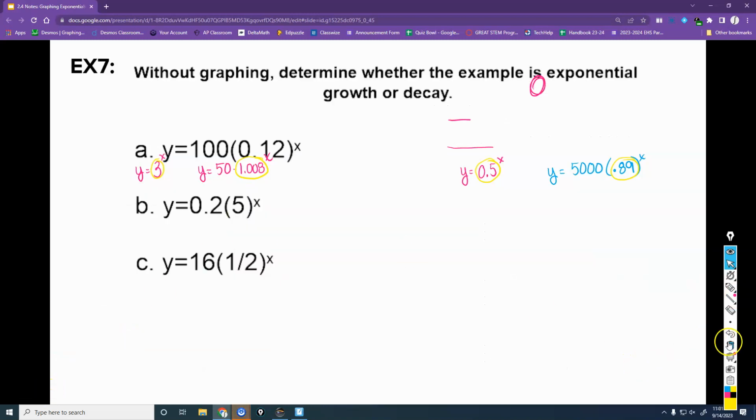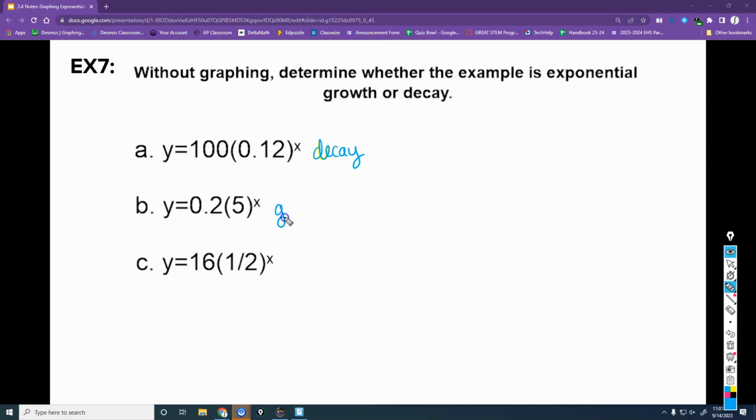All right, so let's look at this next thing here. This should be real quick. The first one, A, 100 times 0.12 to the x. Alex, is that growth or decay? Decay. It's hard to see. Decay. Okay. Katie, what about B? Is that growth or decay? Growth. Good.